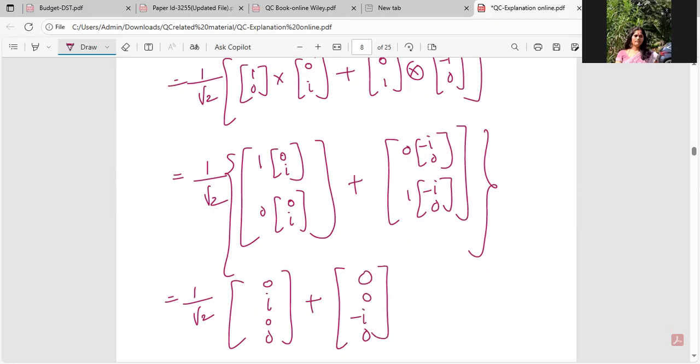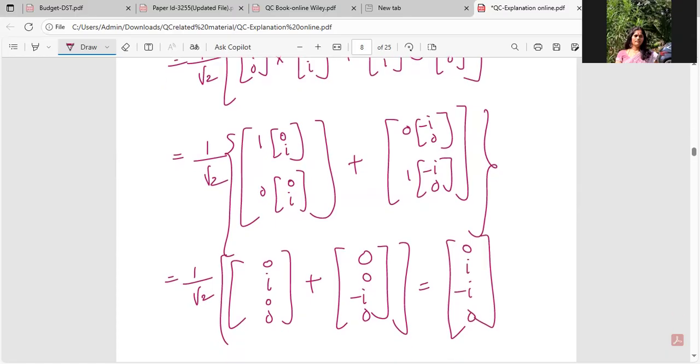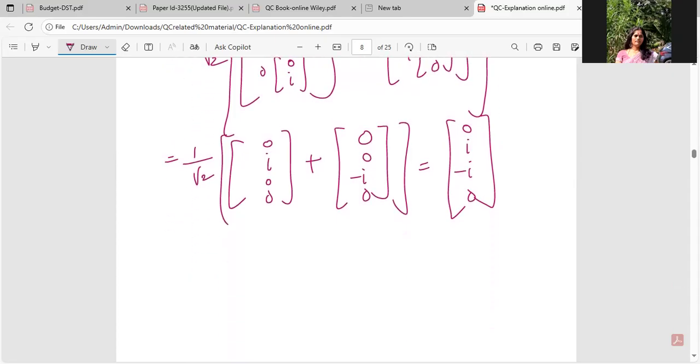I add both. So finally what I will get would be 0 plus 0 is 0, i plus 0 is i, minus i and 0. This is the resultant. Of course, I can rewrite it as something else as well, but I'm just asked to find this, so I will just leave it here. This is how I will find it.